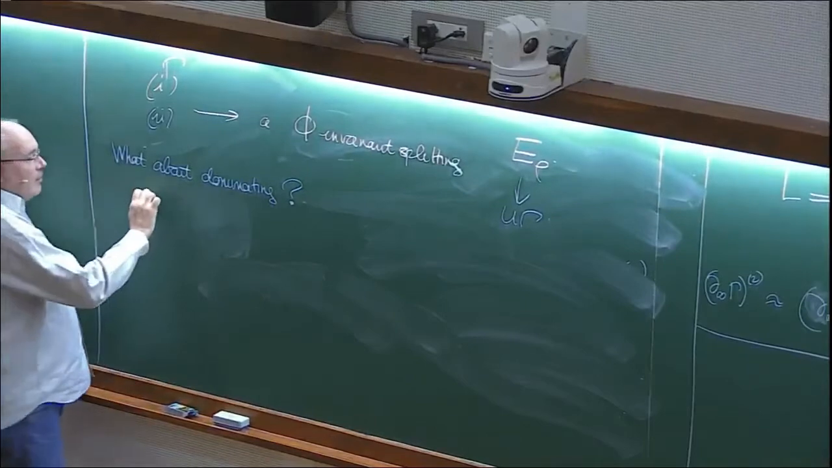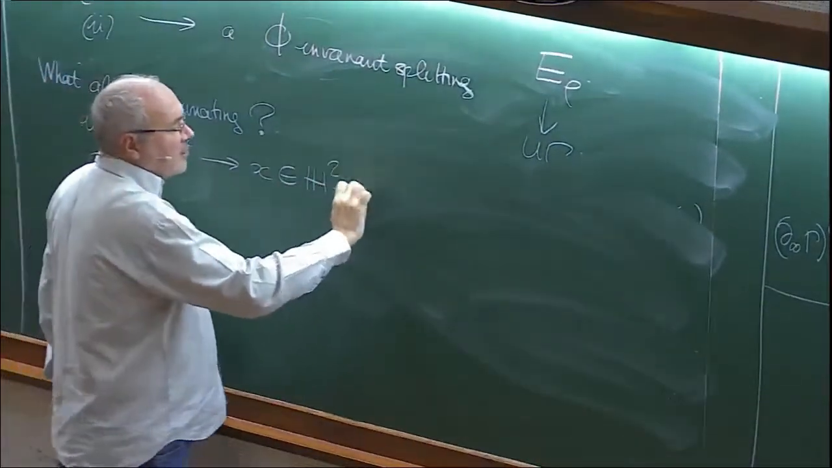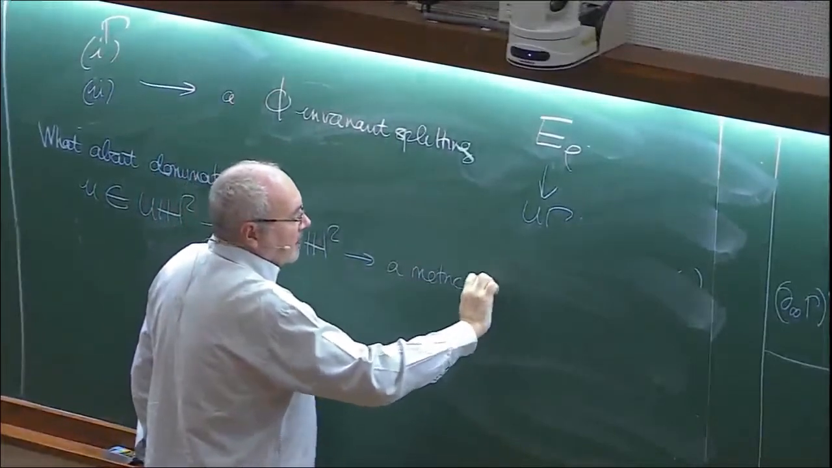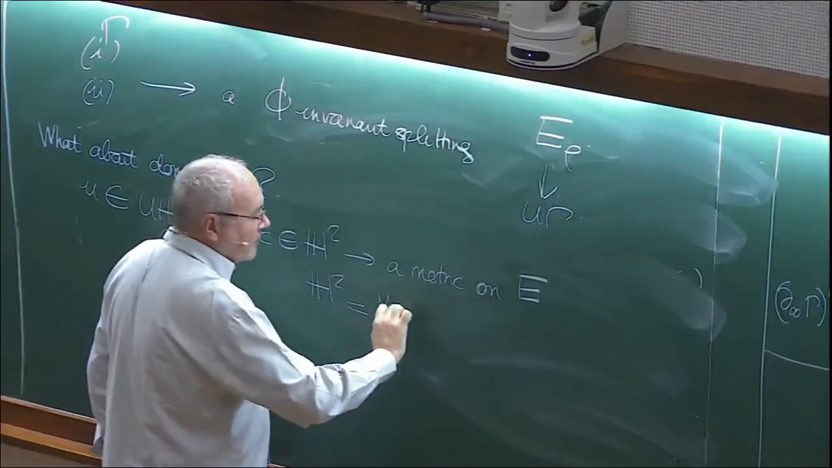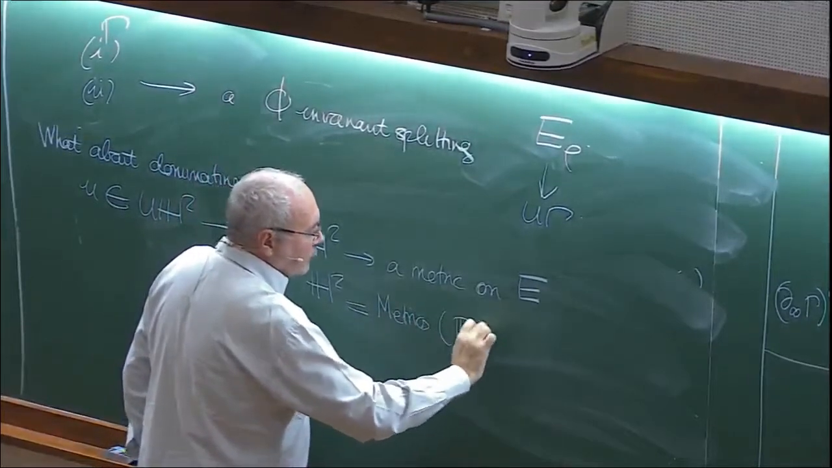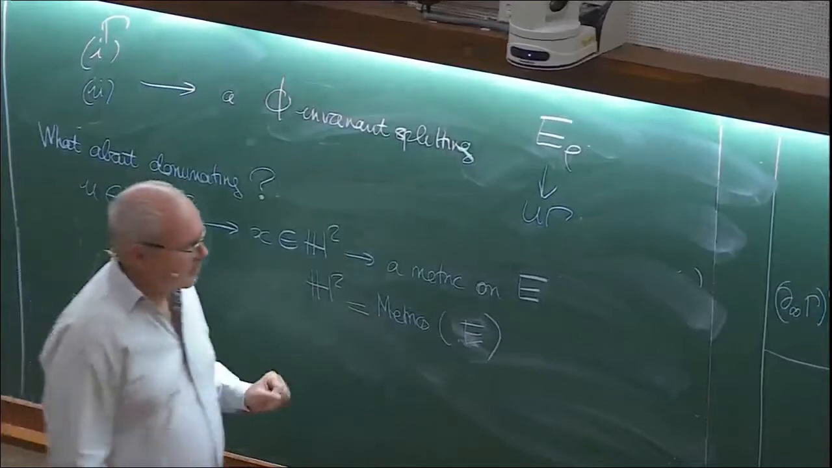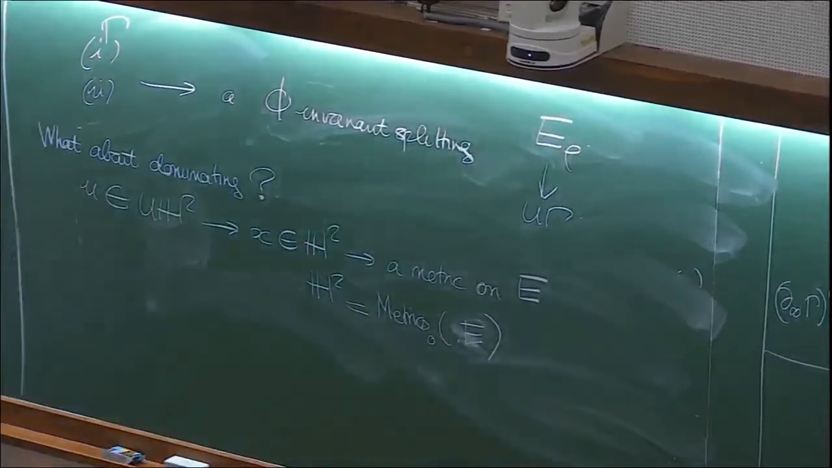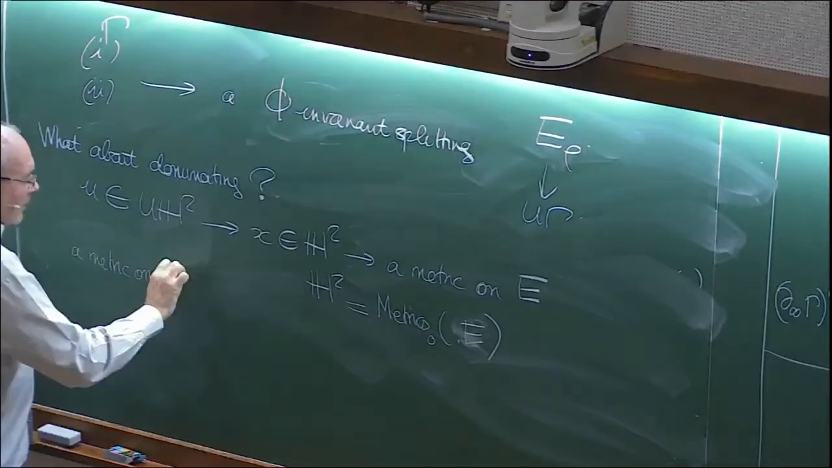Okay, so a point U in U of H2 defines the point X in H2, which is just a projection, and the point in H2 is just a metric on E. Right? So H2 is a symmetric space for SL of E, so it's a space of metrics of R2, on E, metrics with the same determinant. So let's see what this means. And of course, this is a metric on E.